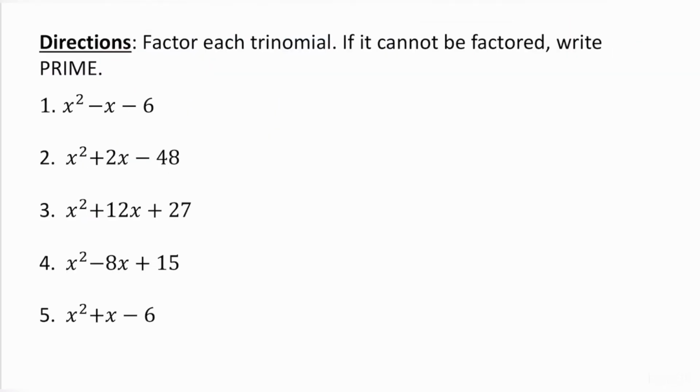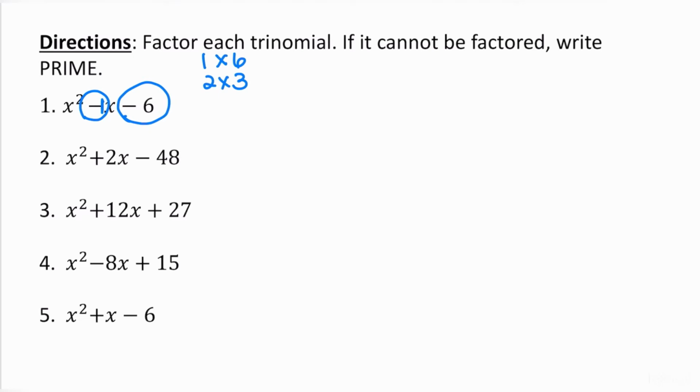So directions. Factor each trinomial. If it cannot be factored, we're going to write prime. Number 1, x squared minus x minus 6. It has to multiply to give me negative 6 and add to give me negative 1. Because even though there's no 1 there, it is understood that there is a 1 in front of the x. So I'm going to list everything that multiplies to give me 6. Remember the fact that we have a negative 6, one number has to be positive, the other number has to be negative, and that's it.